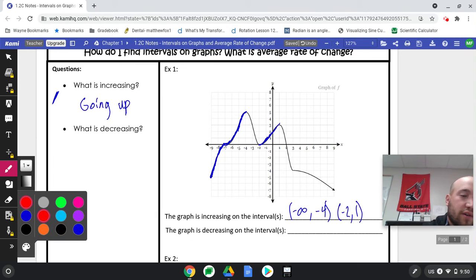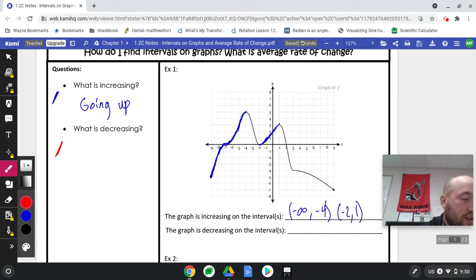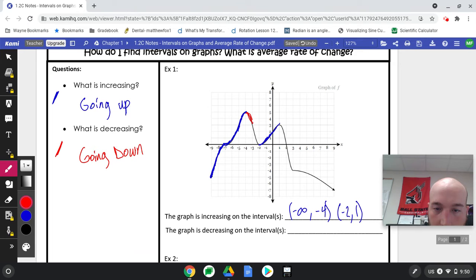Meanwhile, in red here, we're going to do where is it decreasing? That's when it's going down. It is falling. So if we start here at -4, it is going down. Also then at 1, it's going down. Once again here, it kind of levels off, although there, it's still technically decreasing.